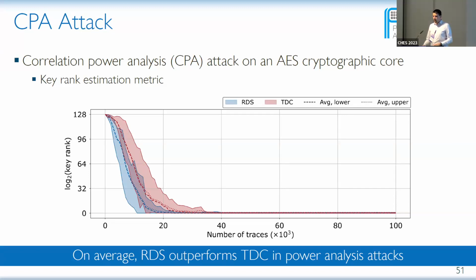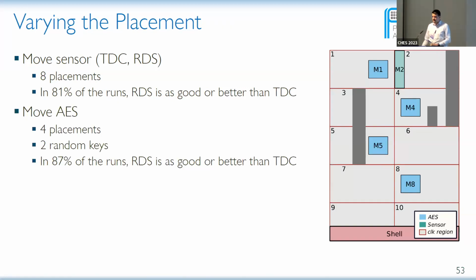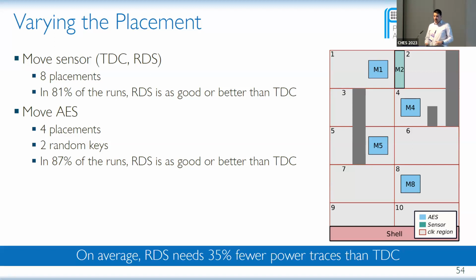To evaluate this on a broader scale, we also try varying the placement of the sensors. Here we can see in green the 8 different sensor positions, and in blue is the AES position. For these, in 80% of the runs, RDS is as good or better than the TDC. We also try moving the AES while the sensor is kept in place, with 4 different AES placements. In these also, in 87% of the runs, RDS is as good or better than the TDC. So on average, RDS is better, and it also needs 30% fewer traces than the TDC to successfully extract the key.